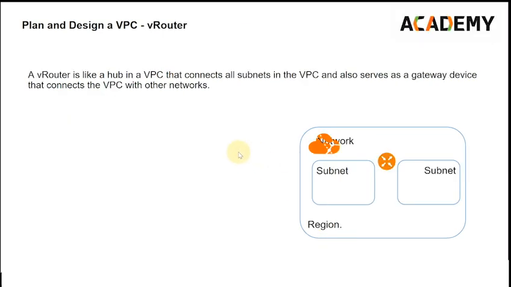Now let's talk about the vRouters. A vRouter is like a hub in a VPC that connects all subnets in a VPC and also serves as a gateway device that connects the VPC with other networks. So the vRouter helps to communicate between two subnets. Whenever you talk about connections within the subnet, you don't need vRouters, but if you connect between the subnets, you need a vRouter. Without a vRouter, you cannot communicate with machines that exist in other subnets within the same VPC.